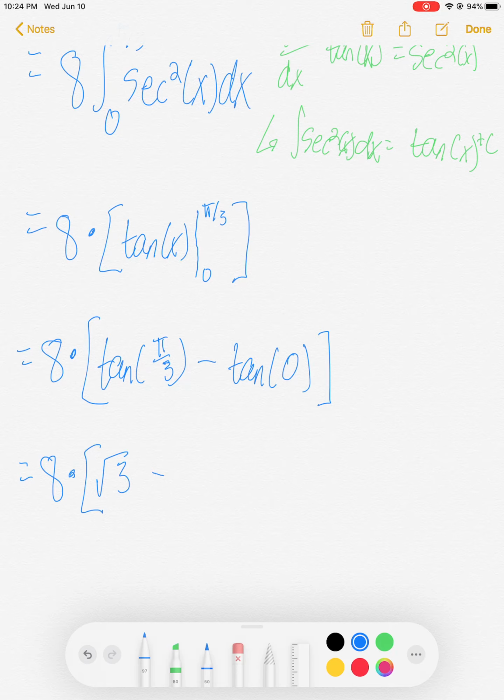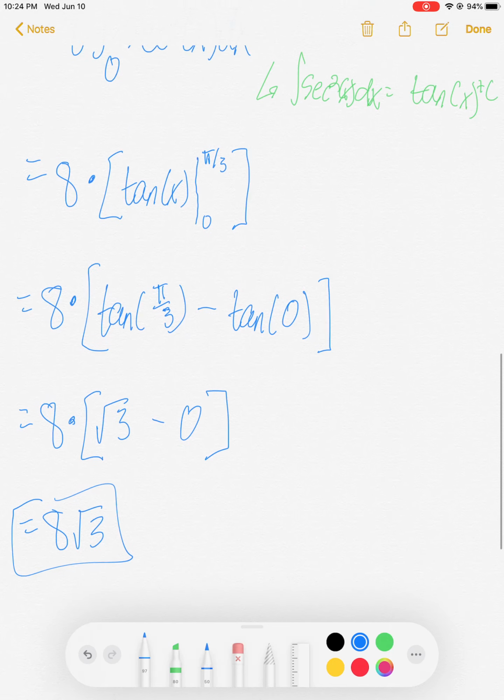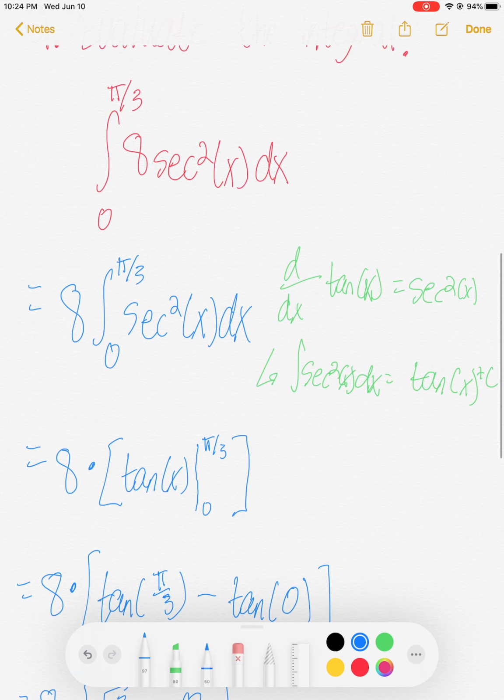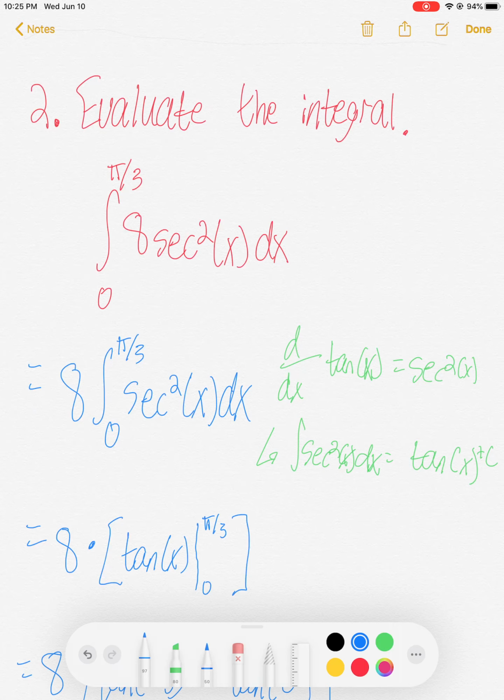Well, we know these things because we are trigonometry superstars. Let me think. Tangent of pi over 3. Well, sine of pi over 3 is root 3 over 2, and cosine is 1/2. So sine over cosine is going to be root 3 here. And at 0, sine is 0 and cosine is 1, so tangent of 0 is going to be 0. And so this just comes out to 8 root 3.